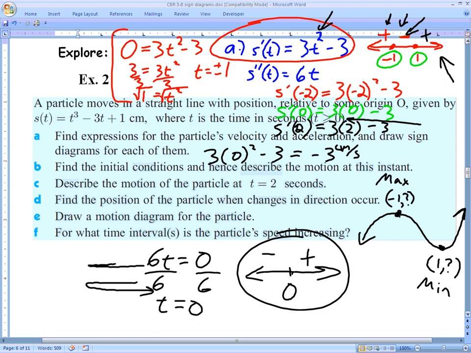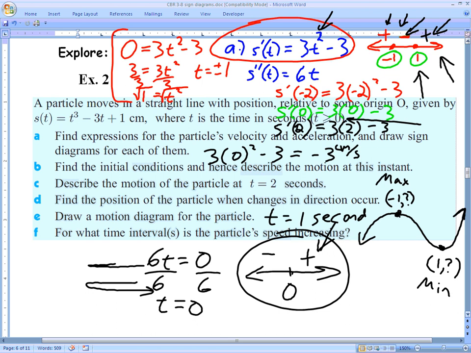Describe the particle motion at t equals 2 seconds. Well, at t equals 2 seconds, we already know from our sign diagram that our velocity is positive and our acceleration continues to be positive. So we're speeding up and we're moving forward at that point. Find the position of the particle when changes in direction occur. Well, our change in direction occurs at t equals 1 second. That's where we moved from going backwards to moving forwards. So t equals 1 second.